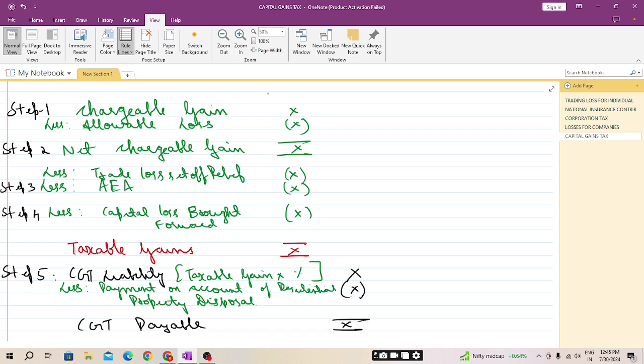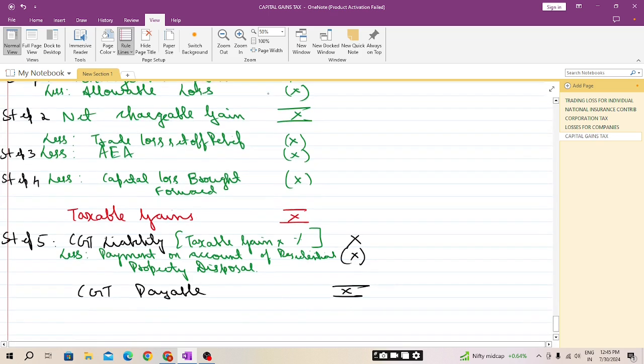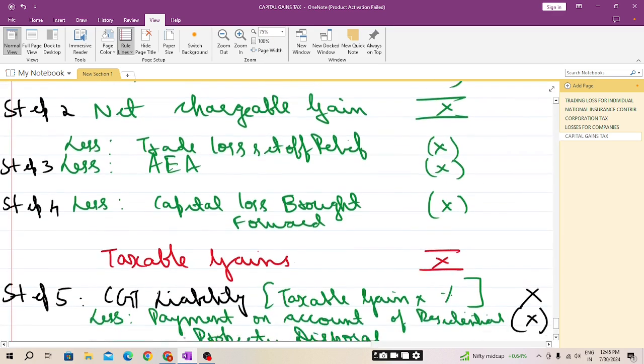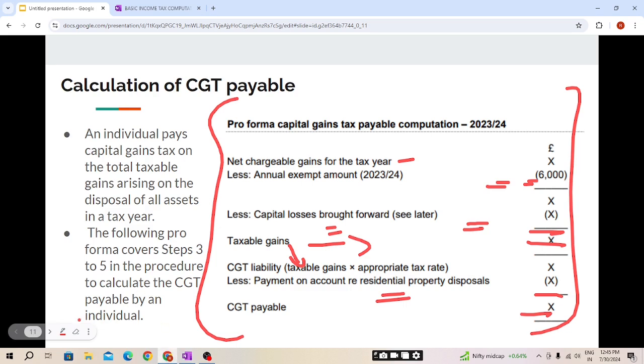Then less capital loss brought forward gives taxable gains. Then we need to calculate the CGT liability. The CGT liability will be calculated on taxable gains at the relevant percentage, less payment on account of residential property disposal, which will give rise to the CGT payable. Now students, we will be covering step 3 and step 4 in more detail.